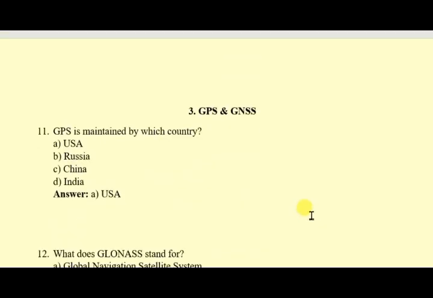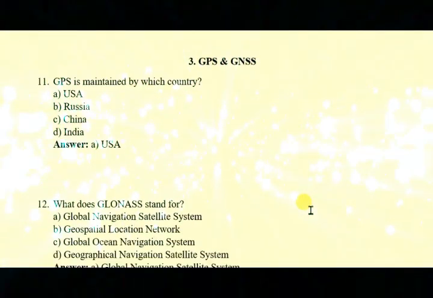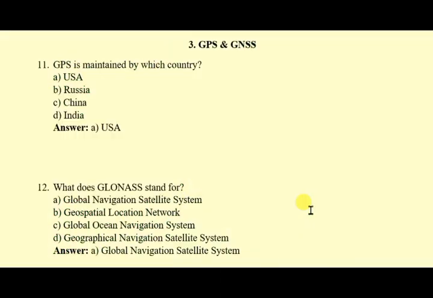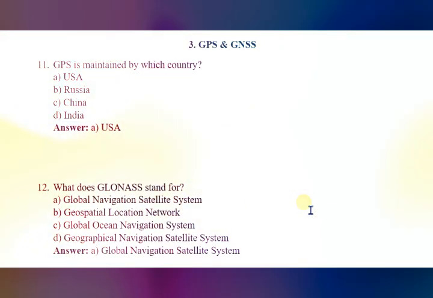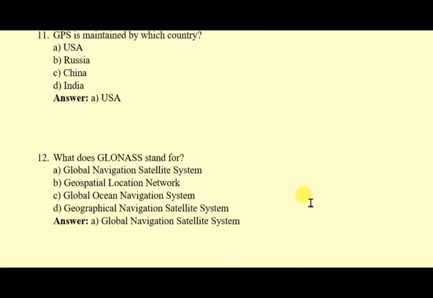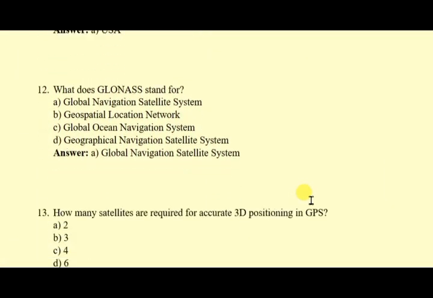Now the GPS and GNSS category. Here the first question, or 11th question of the total geoinformatics, is, GPS is maintained by which country? USA, Russia, China, India. Here the right answer will be USA.